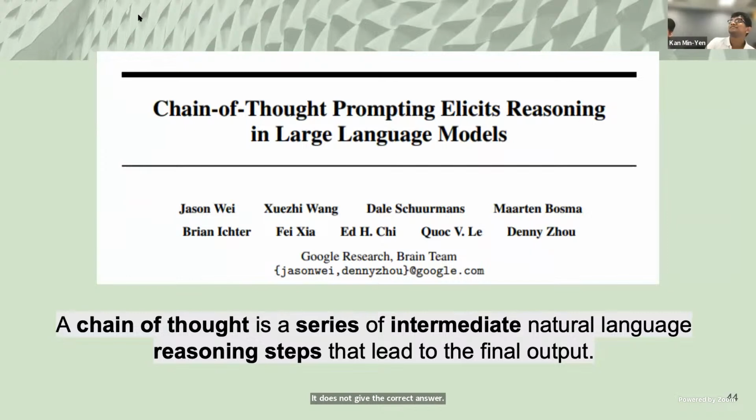This is the paper that introduced chain of thought prompting. To give a definition, chain of thought is a series of intermediate natural language reasoning steps which lead us to the final answer.